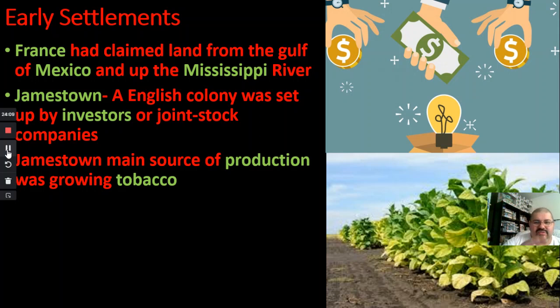And once those tobacco leaves went to England and people started smoking the tobacco from America, they were just like, wow, this is so much better than what we got. We want more of it. And a lot of people started coming to America.